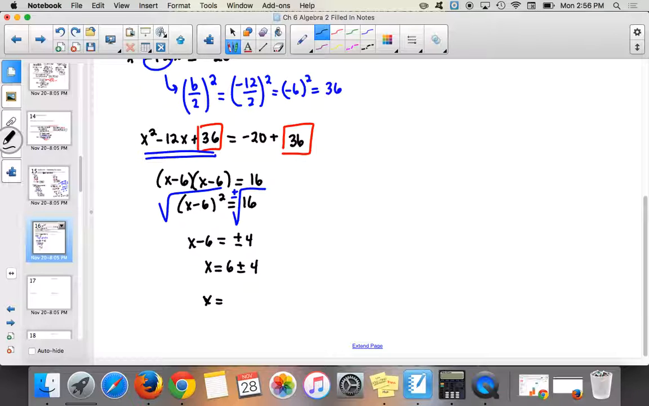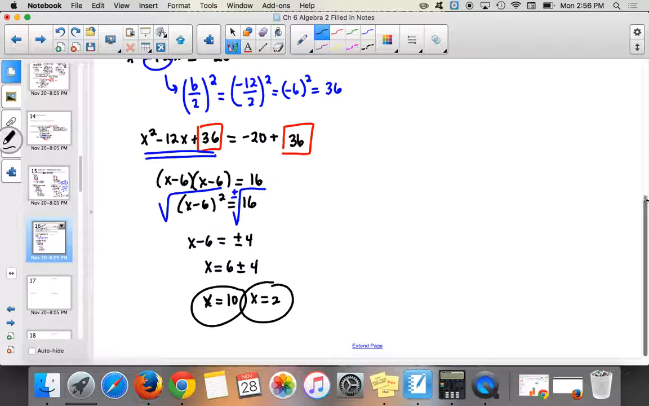So what are our two answers? X equals 10 and x equals 2. Perfect. Good. I'll circle each one. All right, does that make sense, Greta? So x equals 10 and x equals 2, are those the zeros? Those are the zeros, exactly. It relates back to that.